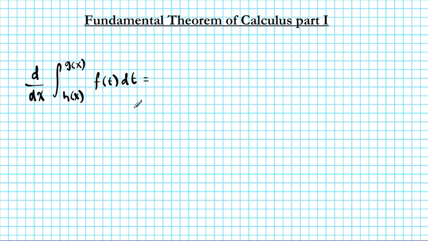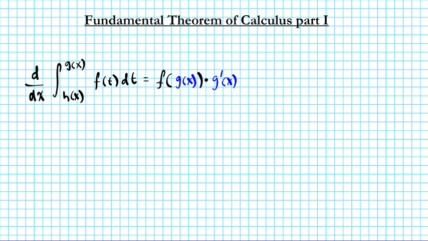Now what you do here for the fundamental theorem of calculus is you basically substitute this function into f of t and then multiply by its derivative, or you compose f with this function and multiply it by the derivative of this function, just like the chain rule. So it's going to be f of g of x. You see what I just did? I substituted the upper bound into the function, and now I'm going to multiply it by the derivative of the upper limit, which is g prime of x.